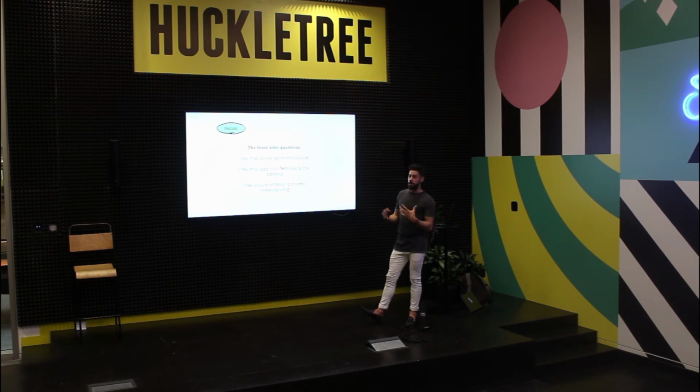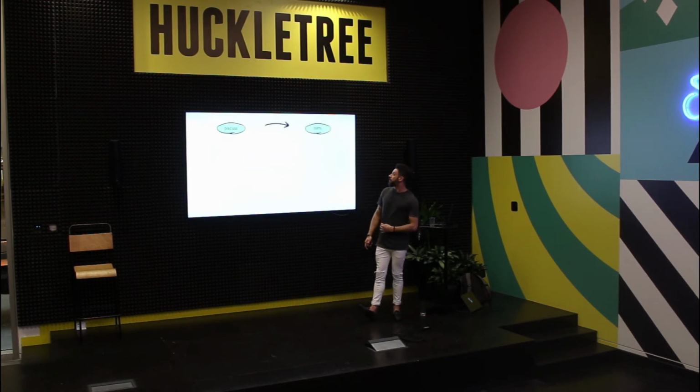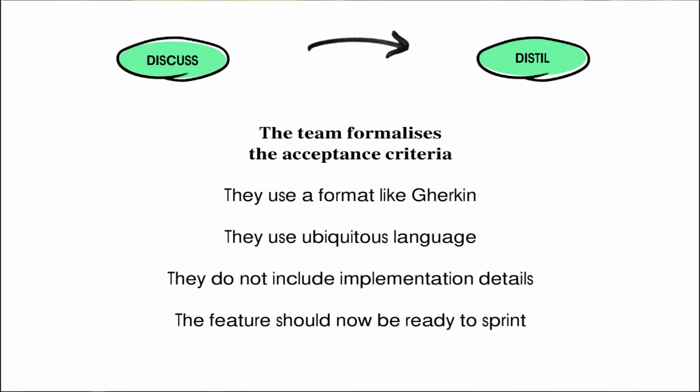So the team, the product owner, whoever it might be, might say, okay, well actually there's some other stuff. We add that to the backlog, brilliant. But they should, at this point, establish a shared understanding of what they want to do. They then distill it, so the team, again, extended or otherwise, formalizes that acceptance criteria. And they use something like Gherkin.